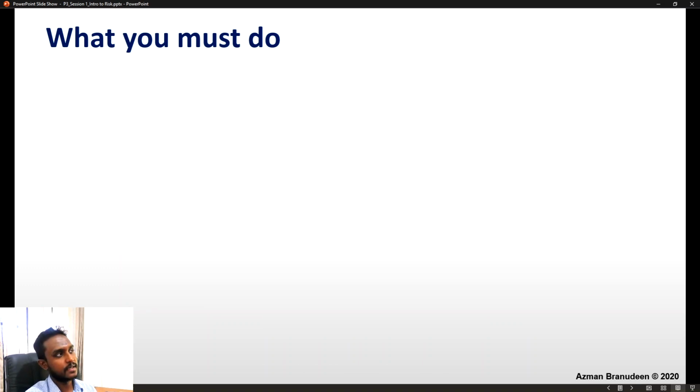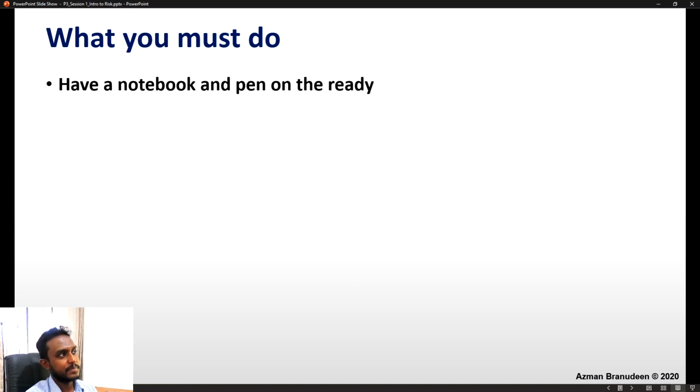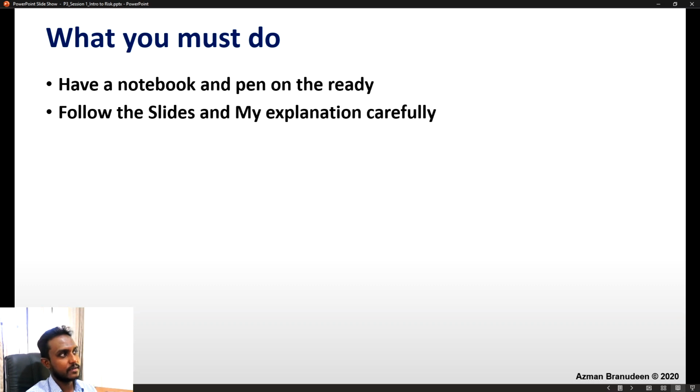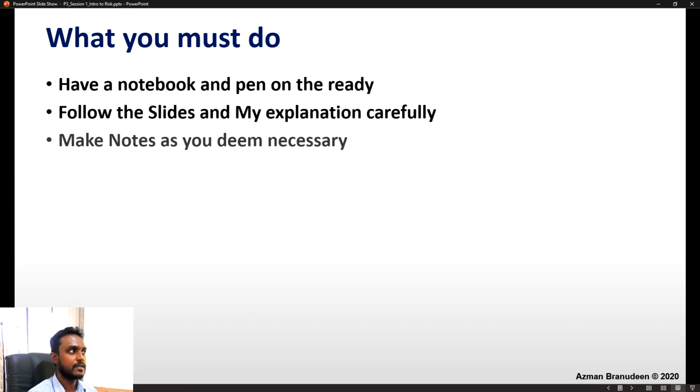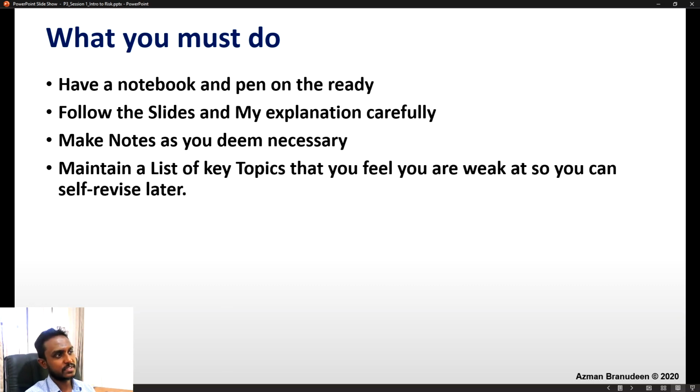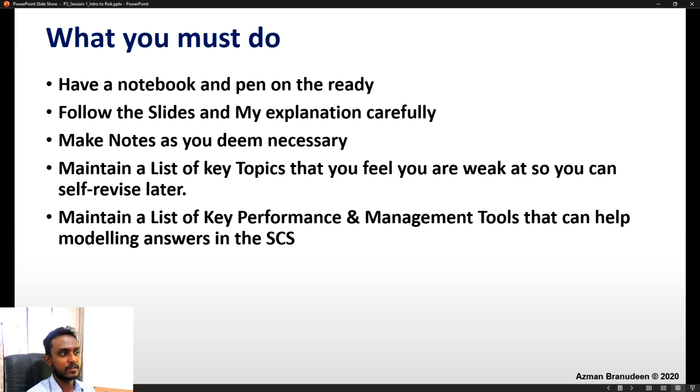Before we get started, I have to give you a few kind suggestions. Please have a notebook and pen at the ready. Follow the slides and my explanation carefully. Make notes as you deem necessary. Maintain a list of key topics that you feel you're weak at so you can self-revise later. And do maintain a list of key performance and management tools that can help model answers in the strategic case study. Obviously, we will be using these tools when we prep for the case study exam, but it would be prudent for you to maintain such a list if at all.